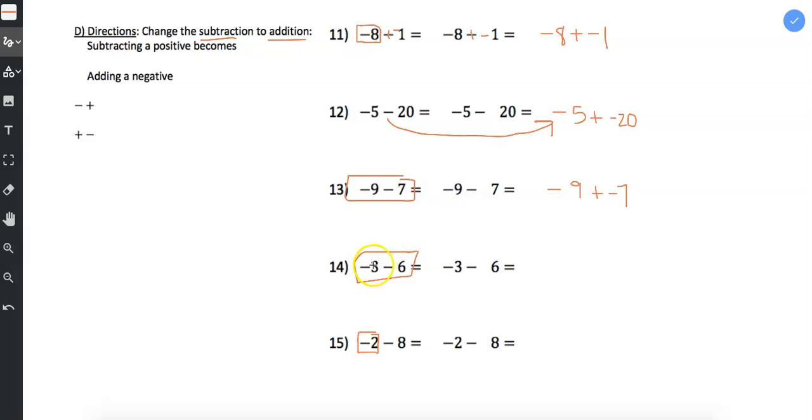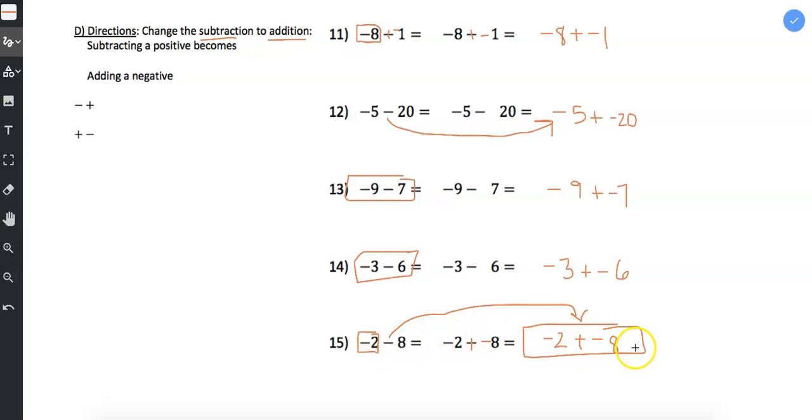Number 14, negative 3 minus 6 is the same as negative 3 plus a negative 6, because subtracting 6 is the same as adding a negative 6. Again, if you prefer to show your work and record that you're adding the opposite of 8 is a negative 8, feel free to do that. Or if you're ready to go directly from subtracting 8 to adding a negative 8, you may write it that way.